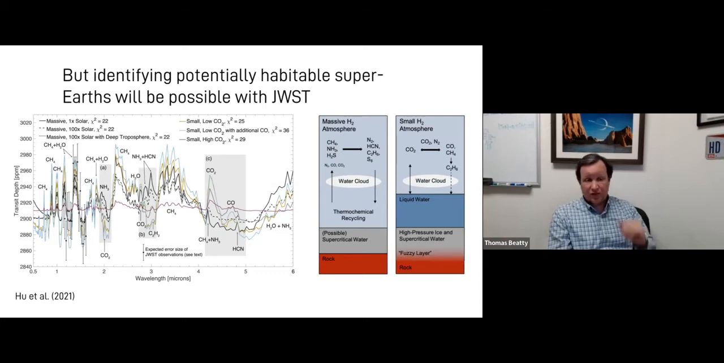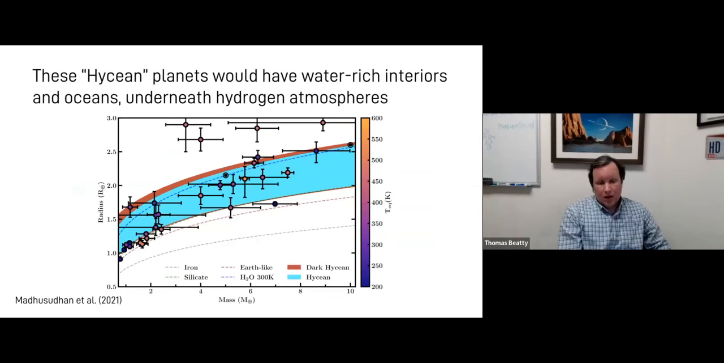And you could see spectroscopic signatures of this relatively easily with JWST. You could determine if a super Earth in this plot has a massive H2 atmosphere and really some sort of supercritical water and then rock, or if you have a smaller H2 atmosphere that allows you to form a liquid water ocean, and then some interior there. The idea being that it's perfectly possible to have life form in one of these temperate super Earths with a residual hydrogen atmosphere if there's a large liquid water ocean. One term that's been suggested for this is Hycean planets. So these are planets that have water-rich interiors and oceans underneath hydrogen atmospheres.